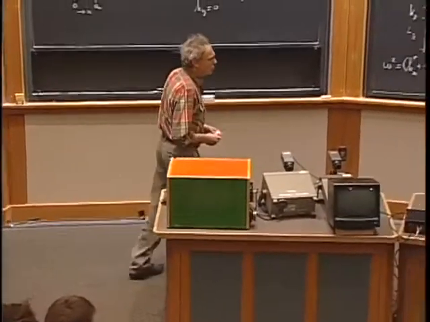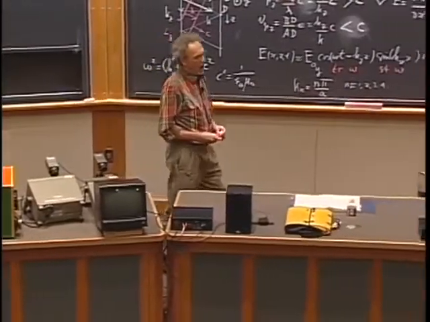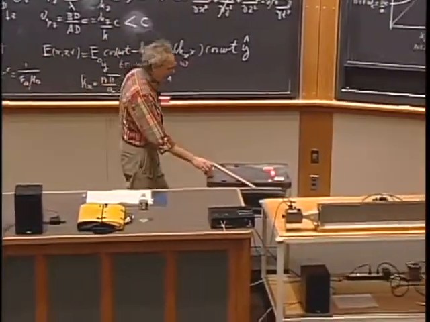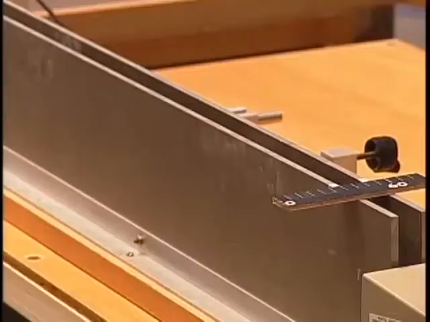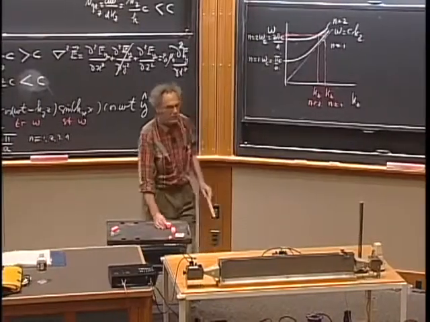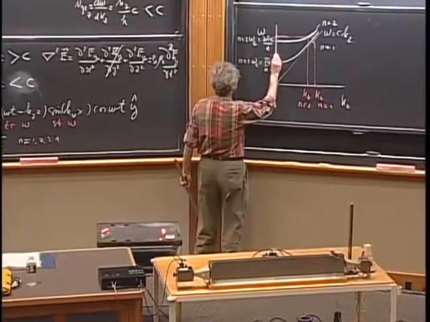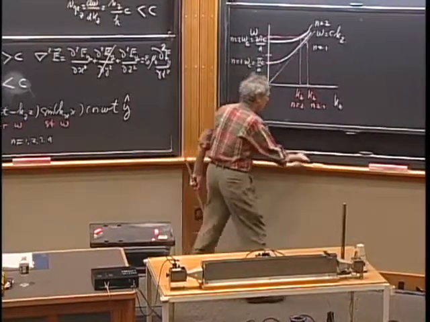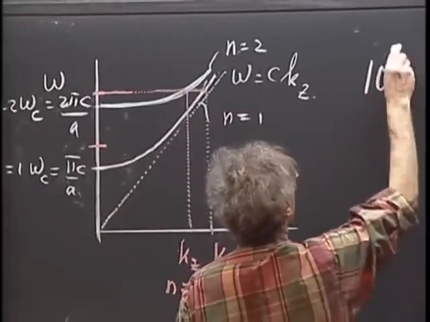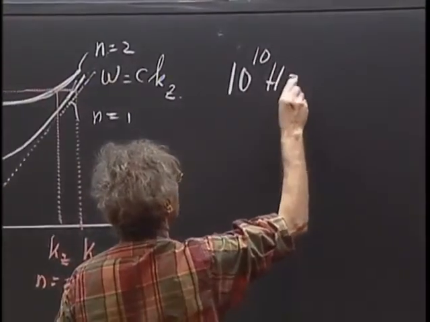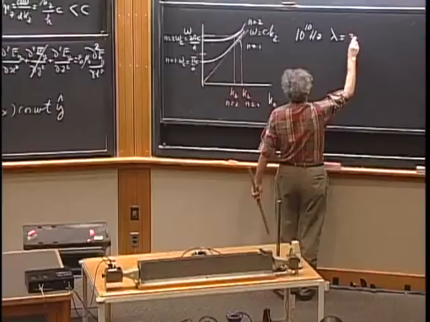When I show you that I can change the size of that gap, what that means in terms of this line is the following. I cannot lower my frequency. So my frequency will be somewhere here. It is 10 to the 10 hertz, 10 gigahertz. So lambda is 3 centimeters.